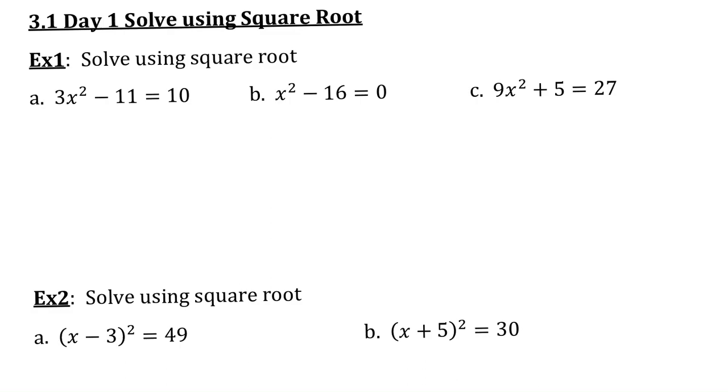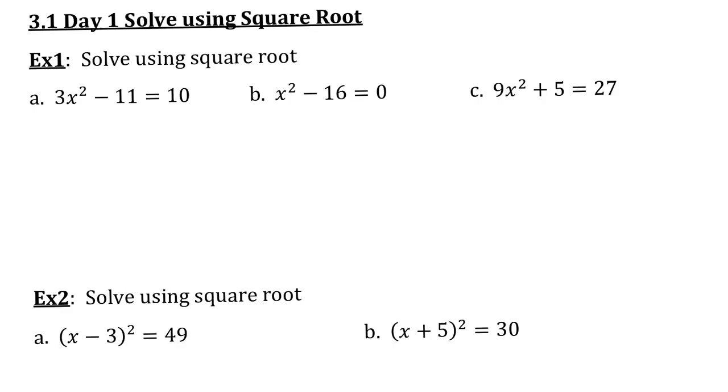Okay, in 3.1, we are going to review solving quadratic equations using square root. Factoring we reviewed yesterday, so now square root. I need to isolate the part that's being squared, so in this case, it's the x squared. So I need to cancel all the other stuff, like a normal equation. For the minus 11, I'm going to add it to the other side.